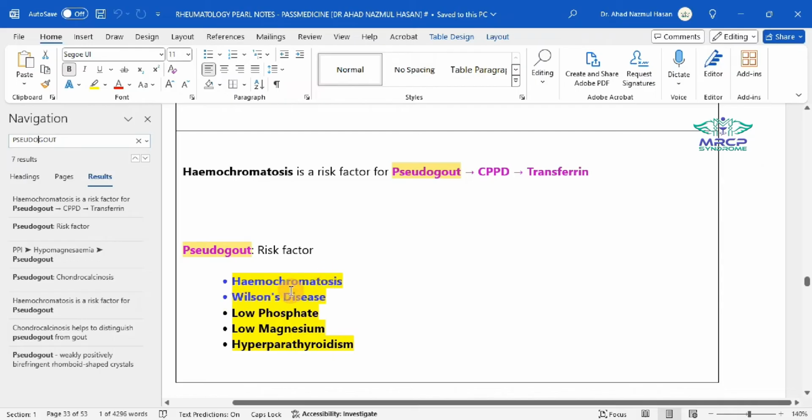Hemochromatosis, Wilson's disease, low phosphate, low magnesium, hyperparathyroidism. And PPI also leads to hypomagnesemia. So PPI can also lead to pseudogout, but the most common risk factor is hemochromatosis.